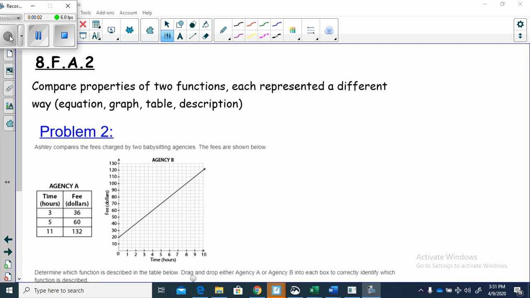This is problem 2 of 8FA2. We're comparing properties of two functions, each represented a different way. In this case, we're talking about representing this as a table of values and a graph.